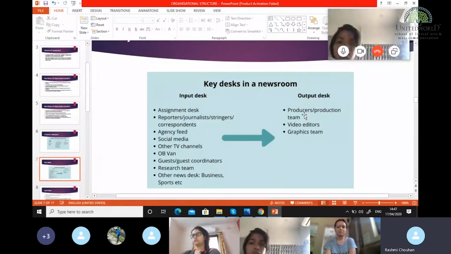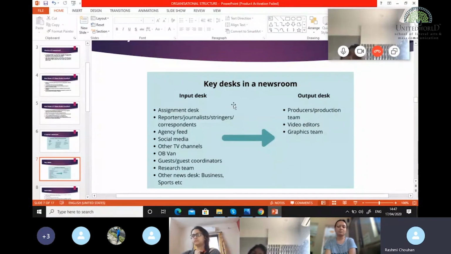So if you happen to join any TV news organization, you either will be hired as a reporter or a producer. Anchor, of course not, because anchor is something that comes in very late, right? So we'll see the functioning of producers, what producers do. Then output desk also has video editors and graphic team.